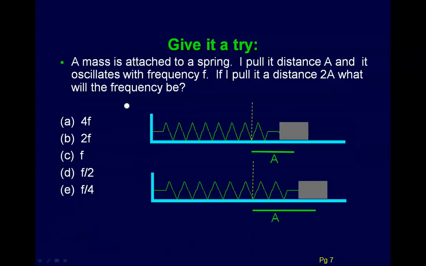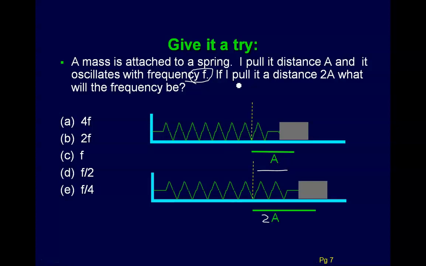Now here's a conceptual style question. A mass is attached to a spring, so two identical masses and springs. In the first case, we push it a distance a. In the second case, we pull it out a distance 2a. Let's say in the first case we put it out distance a, and the frequency is f. I want to know, if I pull out a distance 2a, what's the frequency going to be in this case? Give it a try.